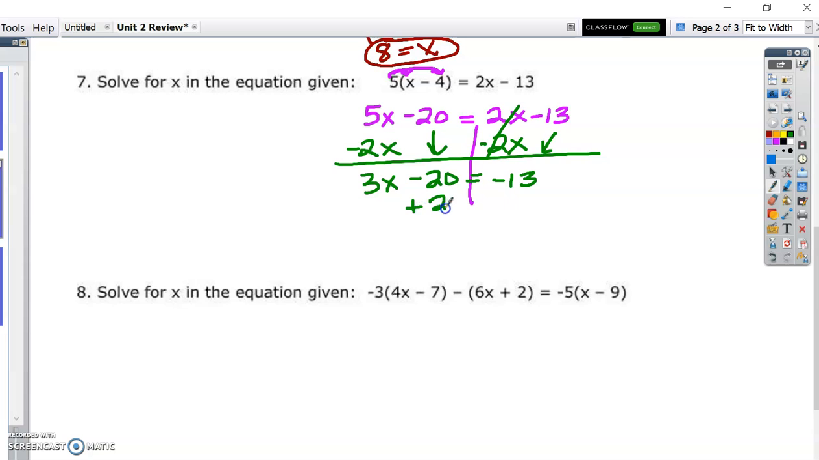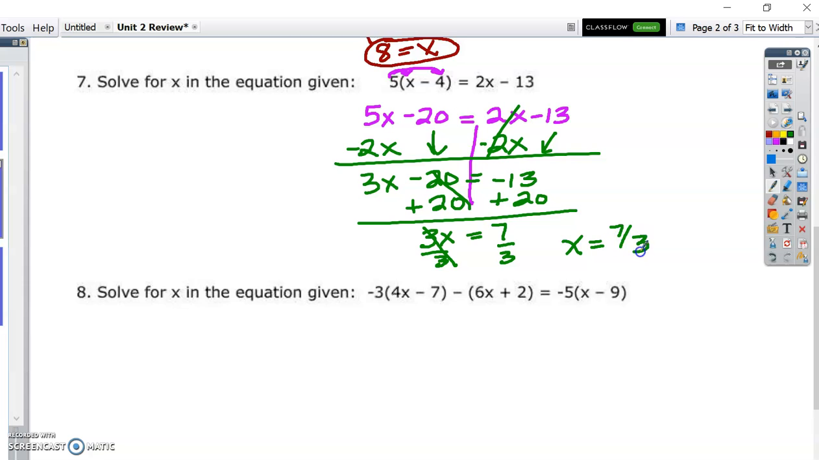Now I'm going to get rid of this 20 by moving it to the other side. Cancel. 3x comes down, and negative 13 plus 20 is going to give me 7. Divide by 3, divide by 3. X equals, these cancel out, 7 over 3. It's a fractional answer. It happens.